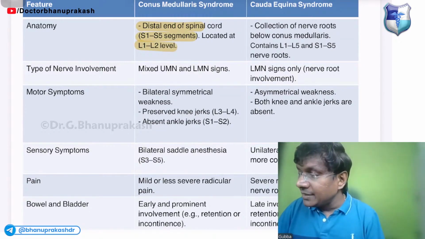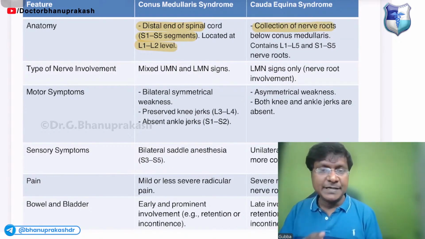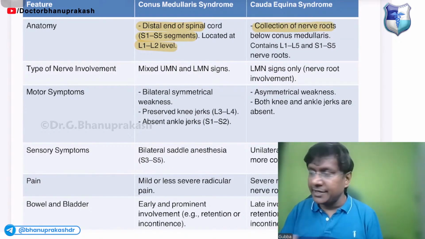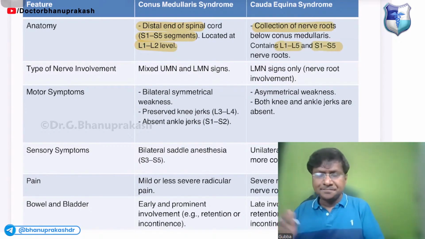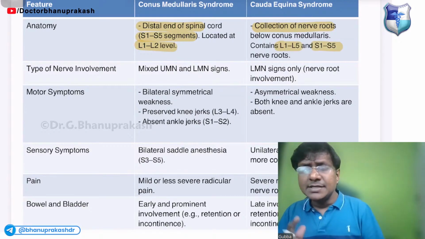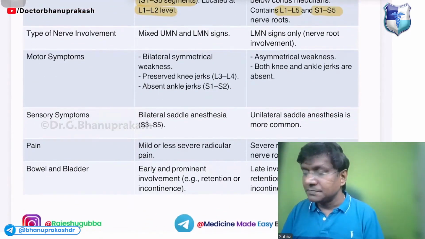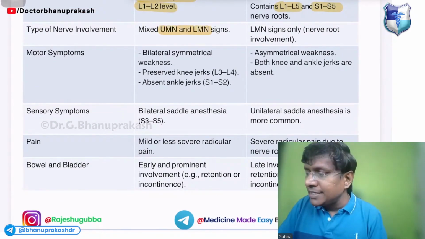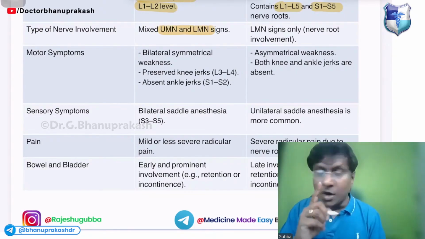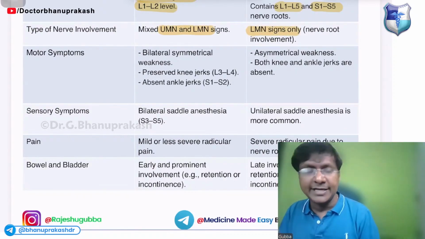But what is the cauda equina? Cauda equina is the collection of nerve roots. Which particular nerve roots are there in the cauda equina? You will have lumbar as well as sacral. These two together constitute the cauda equina. Now, the conus medullaris includes both upper motor neuron and lower motor neuron involvement, whereas the cauda equina has purely lower motor neuron involvement only.